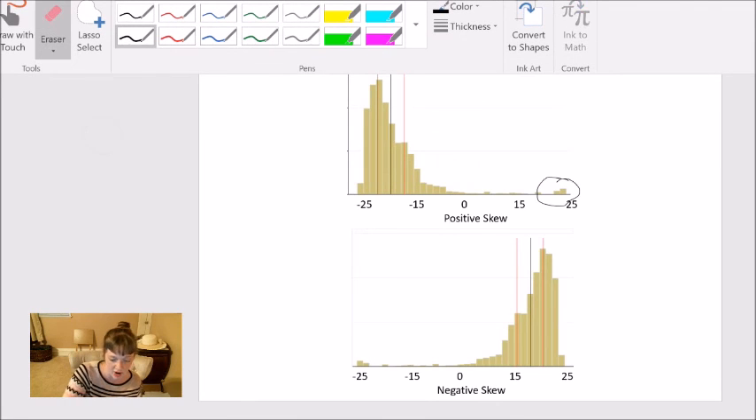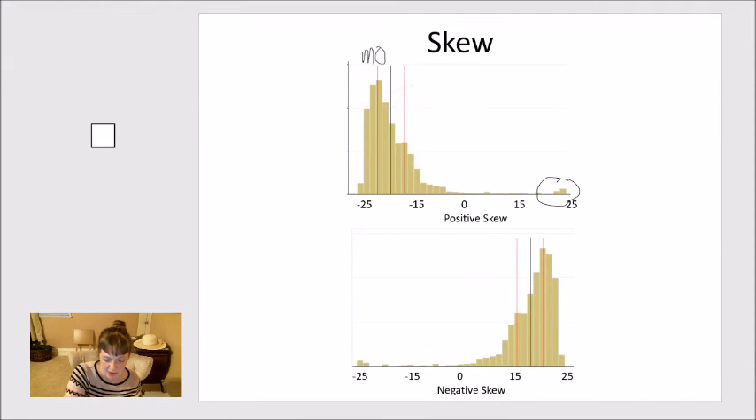The mode doesn't care that there are outliers, right? This line right here is going to be the mode. It doesn't care that there are outliers over here. The top of the mountain is always the top of the mountain. The peak is always going to be the mode.